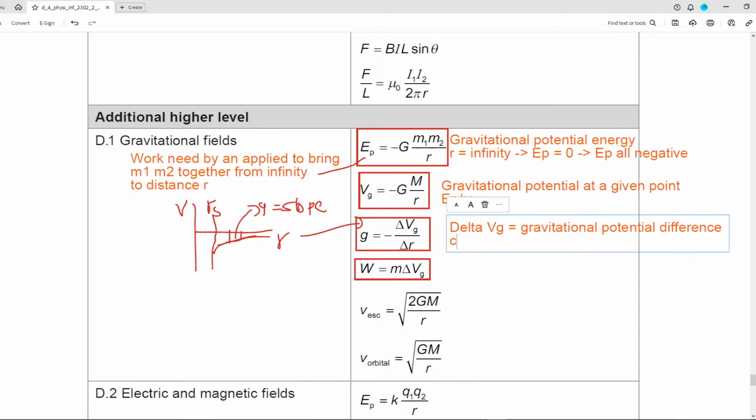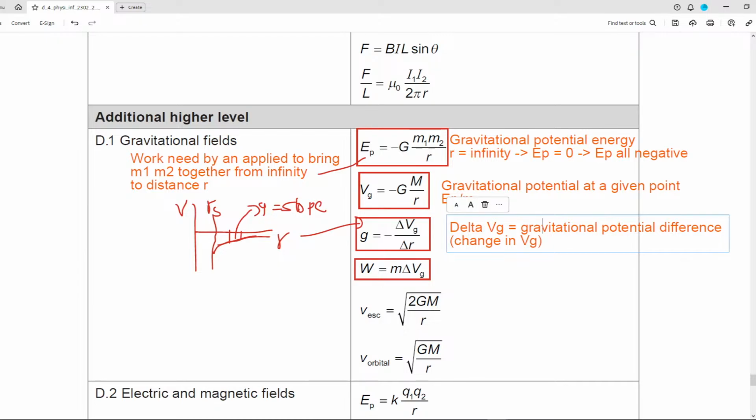Change. If you go further, it's positive. If you go closer, it'll be negative. Go positive, negative. Here, this value is always negative, while this change in delta Vg can be positive or negative depending on moving away or moving towards.